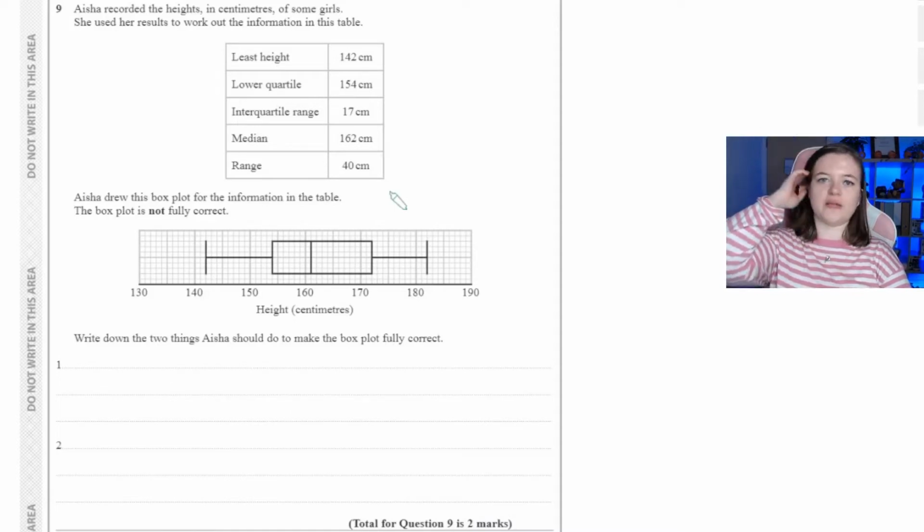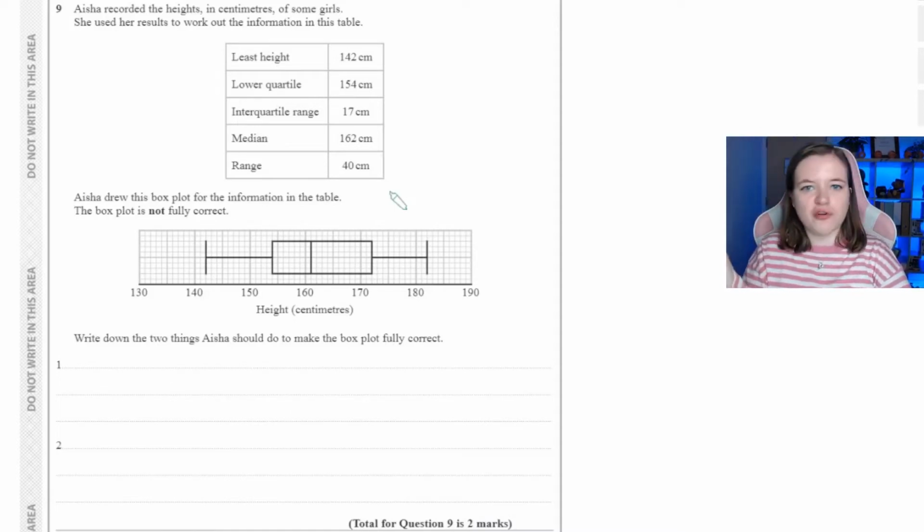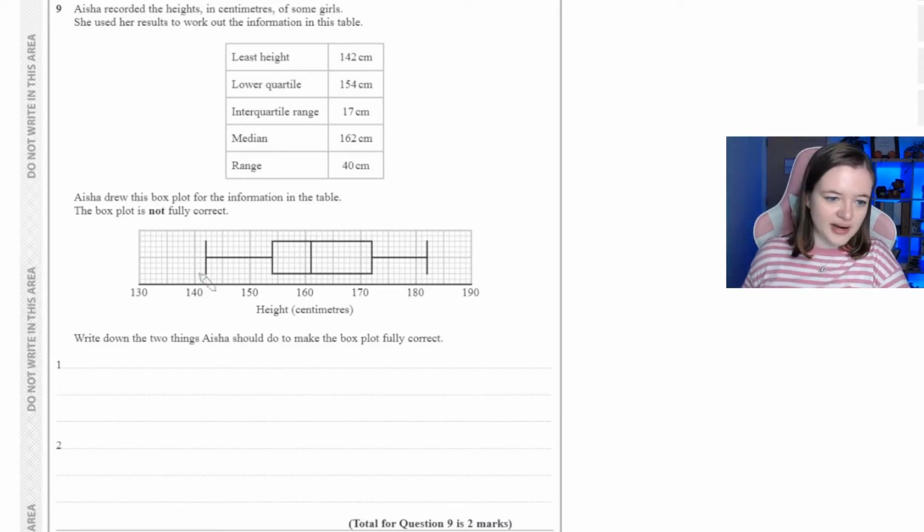Why anything is wrong, why the bar chart is wrong, why the scatter graph is wrong, why the pie chart is wrong, why any type of chart is wrong, why anything's wrong in maths, because something's not plotted correctly. So you check that first. So least height, 142, that looks right to me. Lower quartile, 154, that looks right to me too. Interquartile range, deal with that in a second. Median, 162, median should be there.